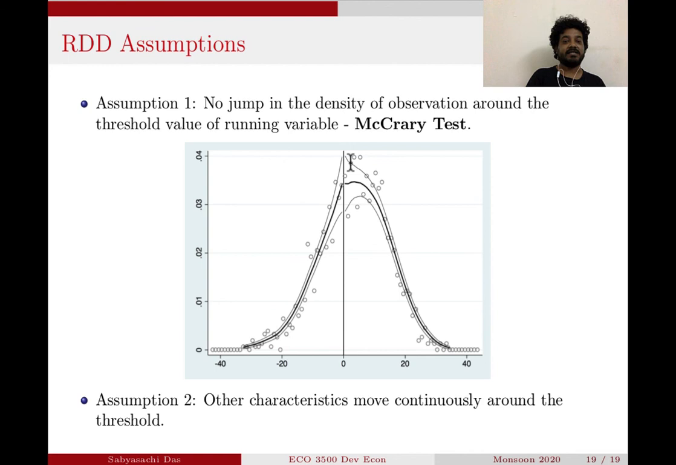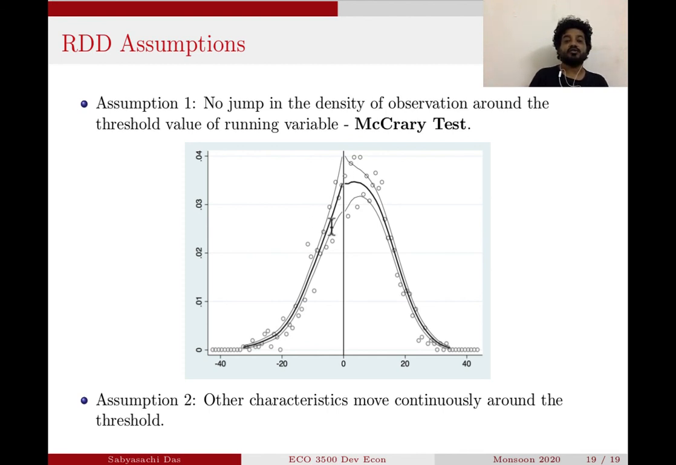So you will see a gap in the number of observations to the left and to the right. If you draw the density graph, it will not be continuous. There will be a jump here as well. The moment you see a jump in the density, you know that there is manipulation, because then you know that people from the left have selected themselves to become a part of the program.